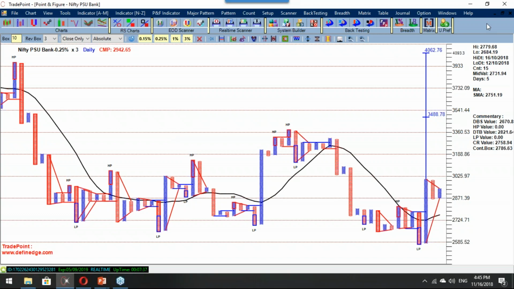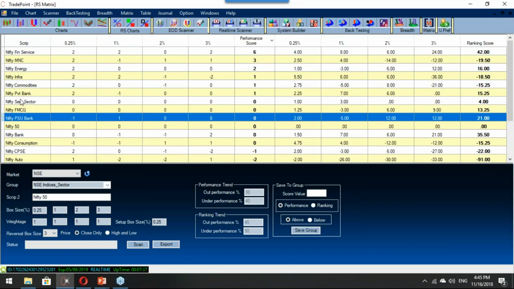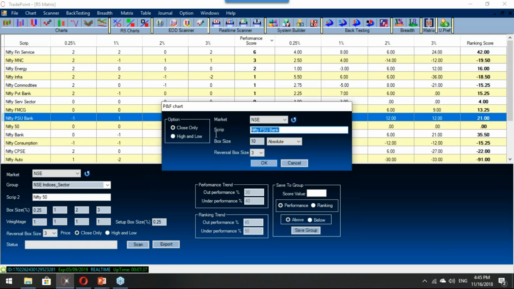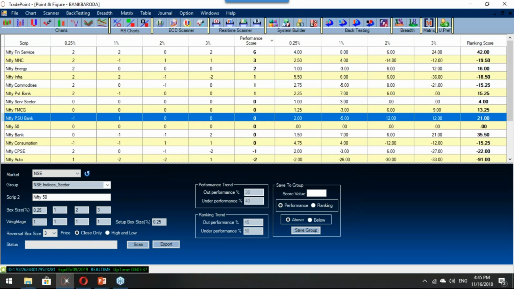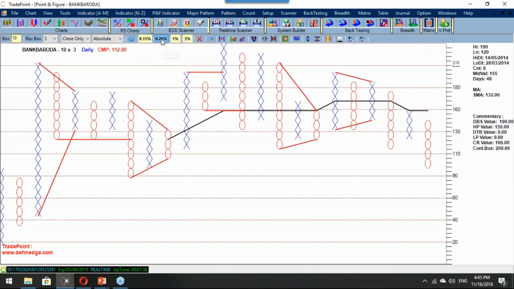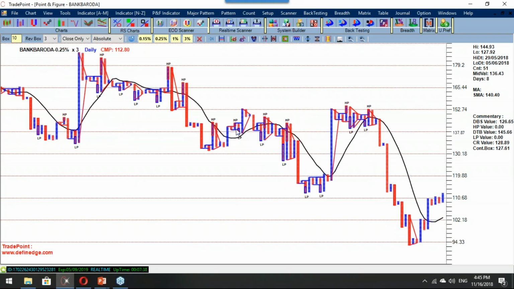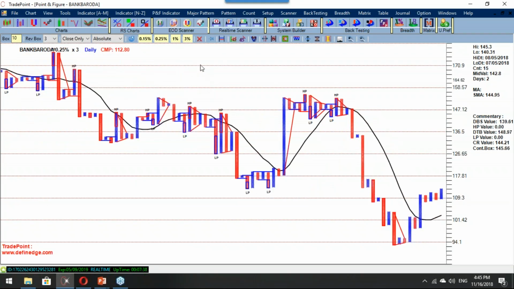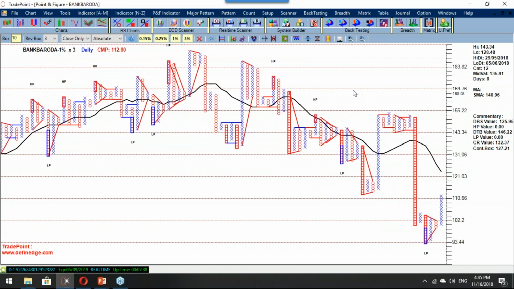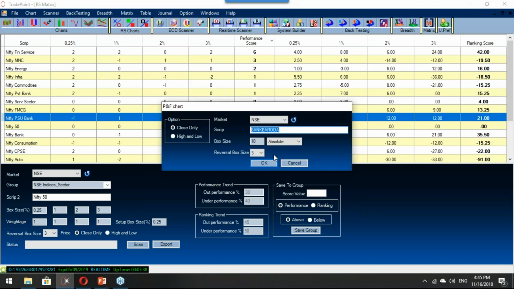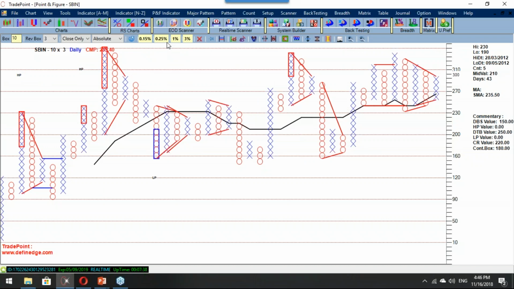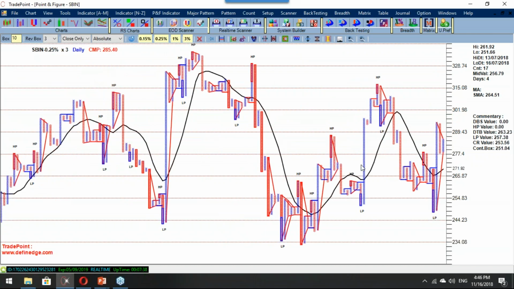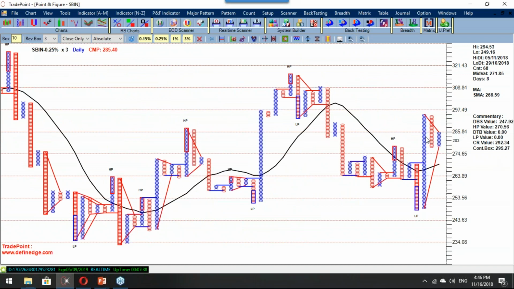And if you have a look at the individual charts of PSU banks, you will see a lot of interesting patterns. Any frontline PSU banking chart will definitely look bullish. So this is Bank of Baroda triangle breakout, but still below the moving average. If you look at the leader, SBIN. Okay, what is the setup in SBIN?